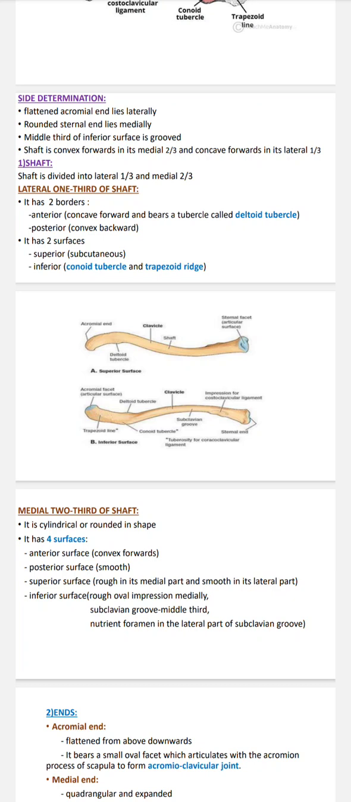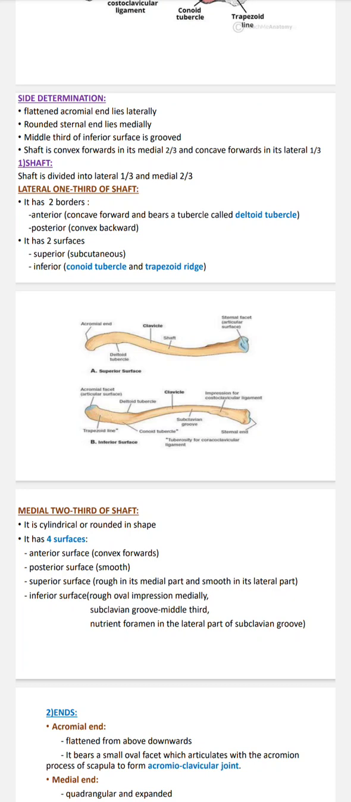So the lateral one-third of the shaft has two borders and two surfaces. So the two borders are anterior and posterior border. And anterior border is concave forwards, and it bears a tubercle called deltoid tubercle, which gives attachment to the deltoid muscle. And the posterior border is convex backwards, and lateral one-third has two surfaces. One is superior and another one is inferior.